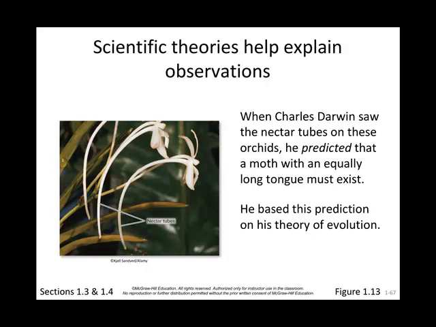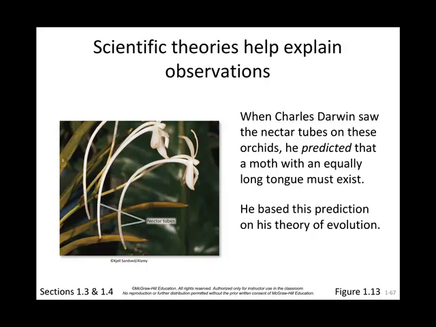In order for these plants to survive, reproduction and fertilization had to occur through pollination, often from insects. This meant that the insect that pollinated this orchid must be able to reach the nectar, since that's probably what attracted the insect to the orchid. If the insect was unable to reach the nectar, it may not have come back to visit the orchid, and the orchid would not have survived and reproduced.